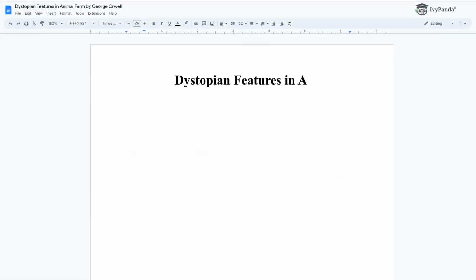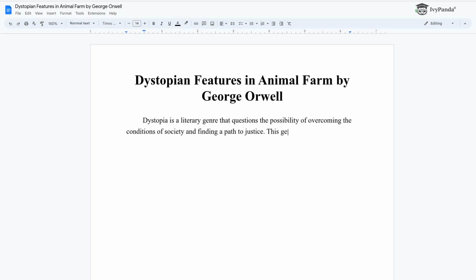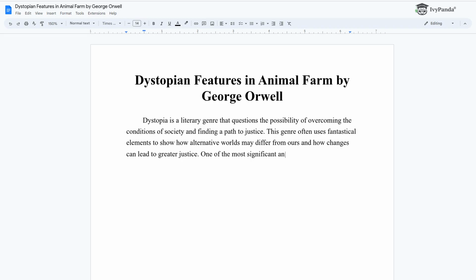Dystopian Features in Animal Farm by George Orwell. Dystopia is a literary genre that questions the possibility of overcoming the conditions of society and finding a path to justice. This genre often uses fantastical elements to show how alternative worlds may differ from ours and how changes can lead to greater justice. One of the most significant anti-utopia works is George Orwell's Animal Farm.